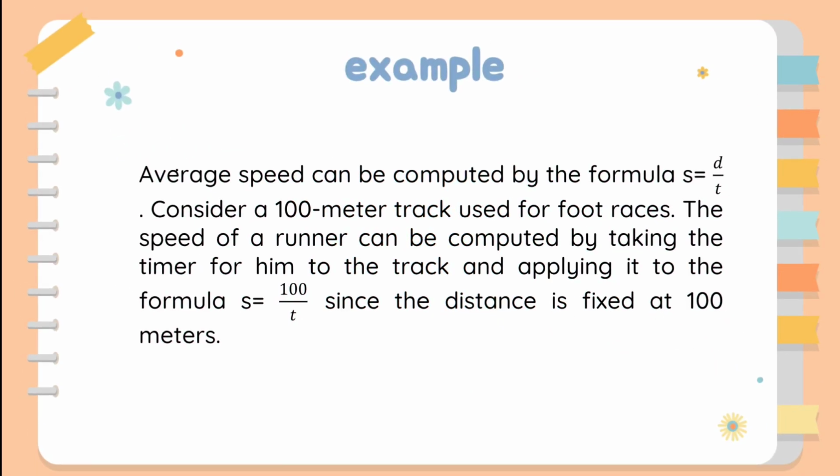Here are some examples or problems involving rational functions. First example: average speed can be computed by the formula S equals d over t. Consider a 100-meter track used for foot races. The speed of a runner can be computed by taking the time it takes him to run the track and applying it to the formula S equals 100 over t, since the distance is fixed at 100 meters.